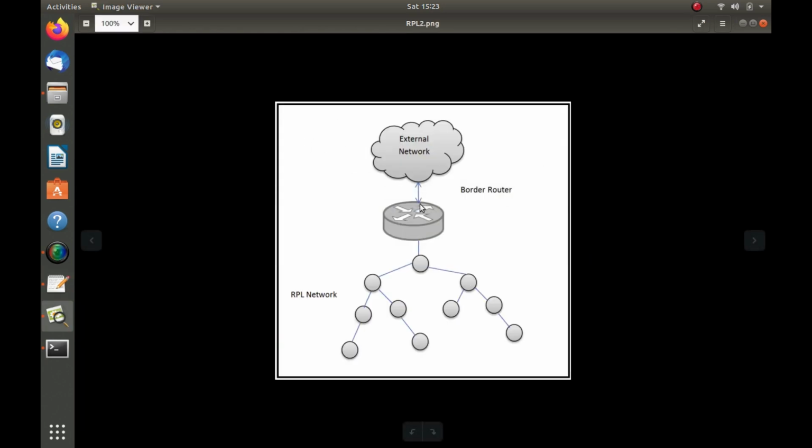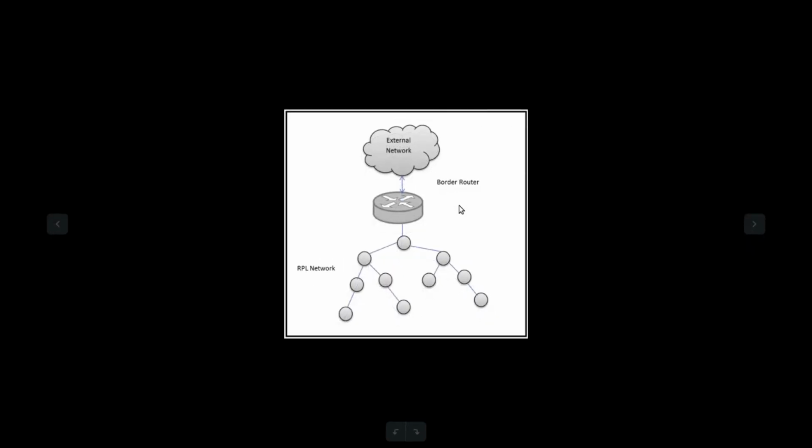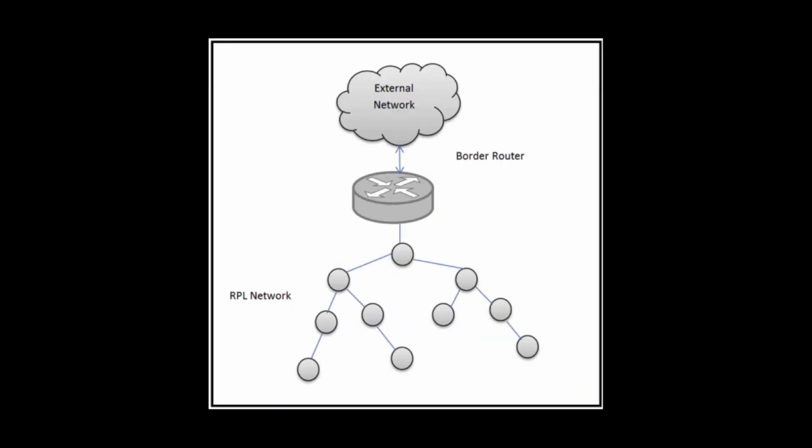Before that, what is an RPL border router and how is the scenario? Here you can see an external network, which means a network that has internet connectivity, and here is the border router, and these are all the sensor nodes. As we know, RPL is mainly based on a tree-based structure. This is the DAG, that is directed acyclic graph, and we call it a DODAG, and these are the client or child nodes. So this is how the border router can be implemented.